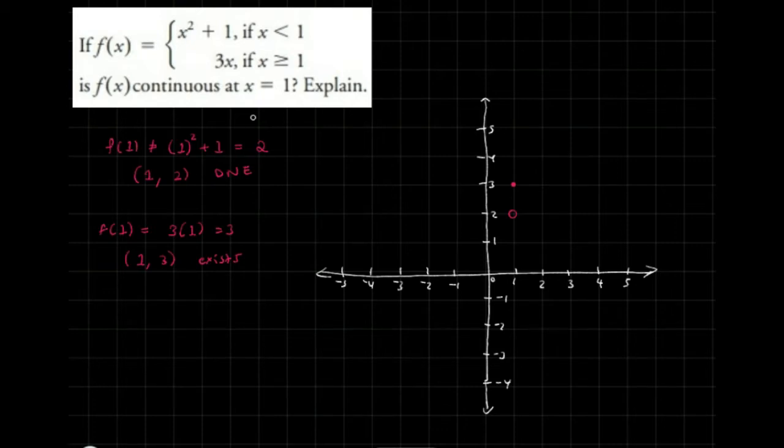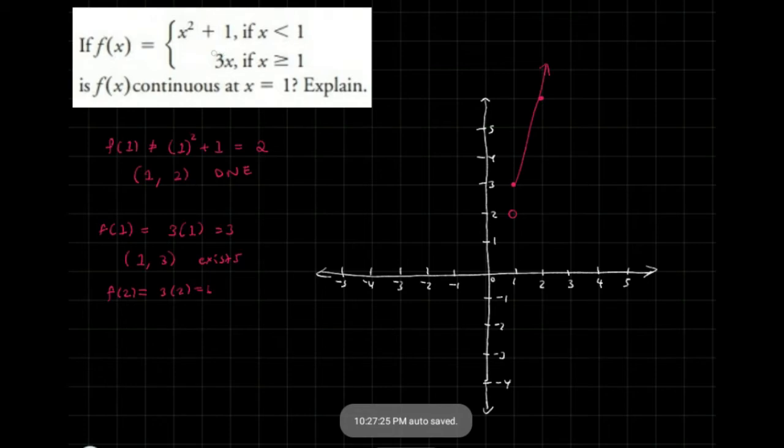Now, as x is greater than 1, the function should look like 3x. So if I do f of 2, then the function here would be 3 times 2, which is 6. So you would get (2, 6). Let's put that here, and it's just a linear function, so just keep going further on.